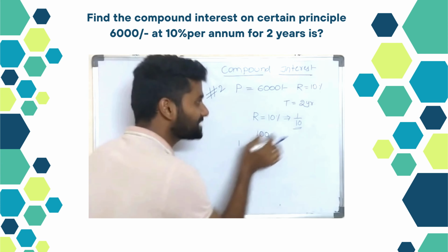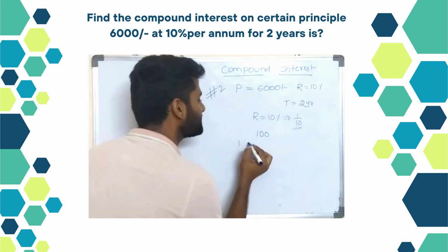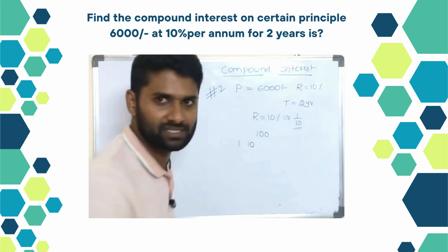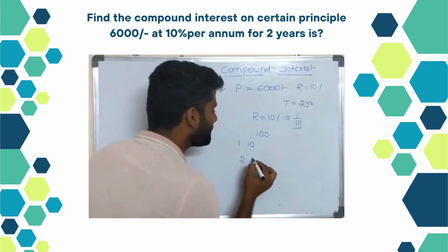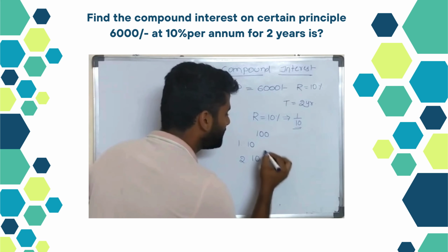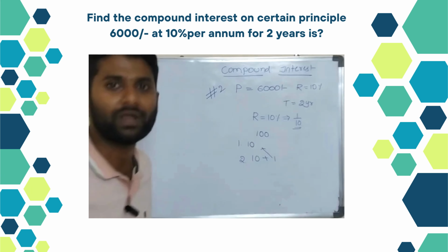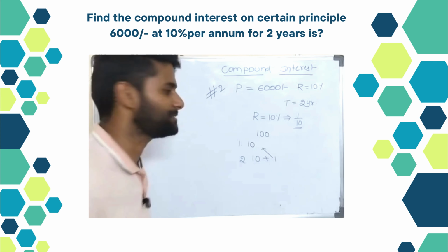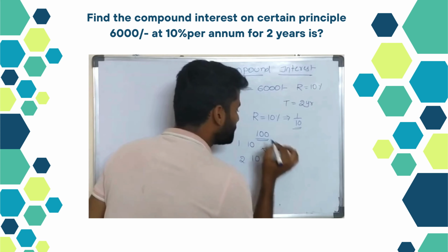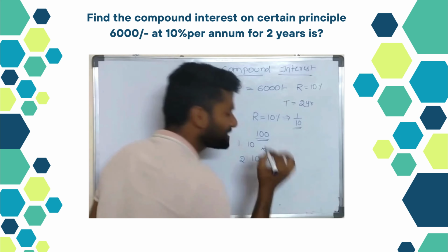Now we have to pay interest of 1 by 10th every year. For the first year, you have to pay 10 units. For the second year, you have to pay on the principal and also interest on the interest. 1 by 10th of 10, so you have to pay 1 unit extra compared to the first year. Now if you are taking 100 rupees, you have to pay 21 rupees as interest.